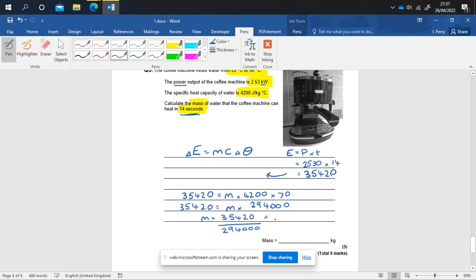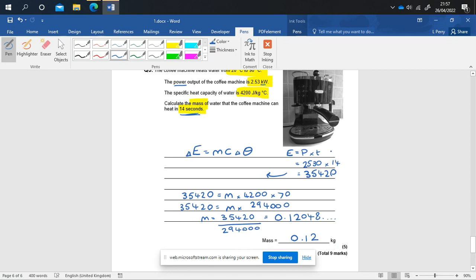I type all that into my calculator and I get 0.12048. And the calculator keeps going. But I don't need that many numbers. I mean, the question doesn't tell me how many significant figures. I'm just going to go for 2, 0.12.